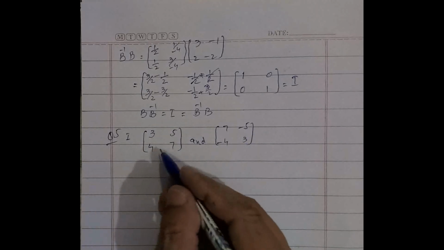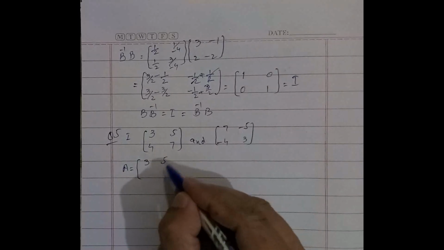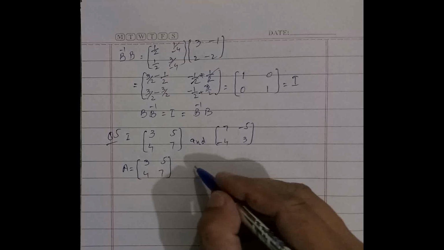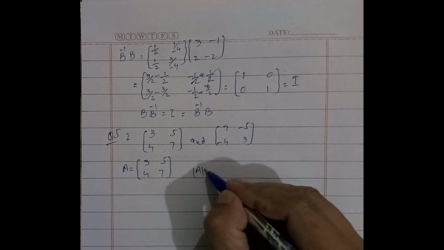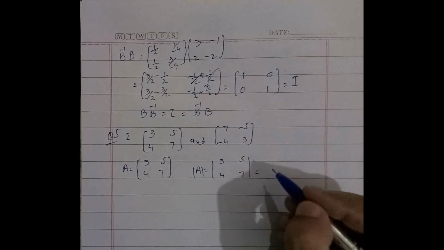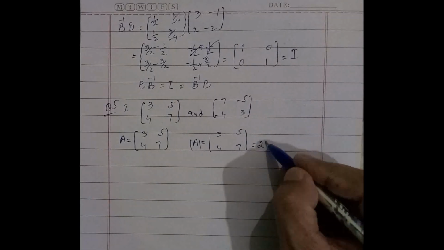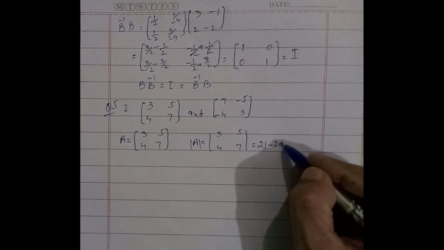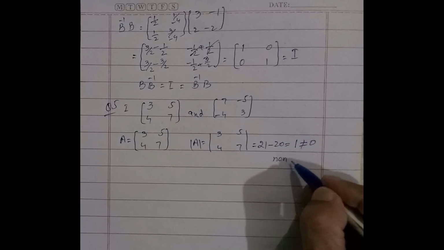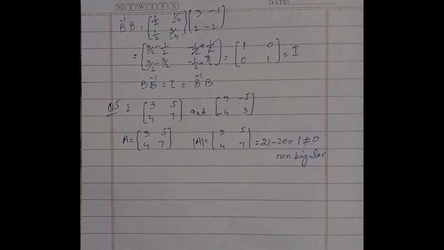Let's start. We take the first matrix and call it A. A matrix is equal to 3, 5, 4, 7. And when we find the multiplicative inverse, we first find the determinant of A. The determinant is 3 7s are 21, minus 4 5s are 20. 21 minus 20 is equal to 1, which is not equal to 0. So it is non-singular, and we can find its inverse.